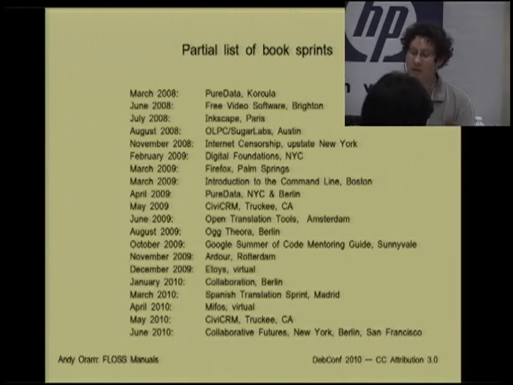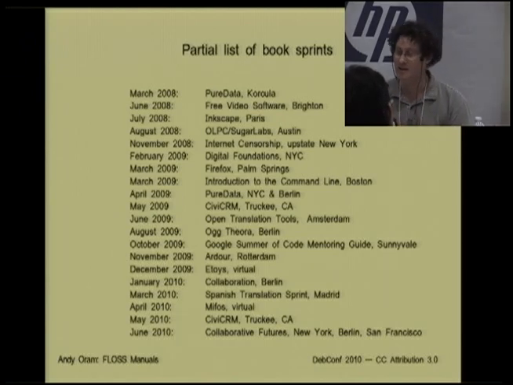And I tend to notice that the things produced by these sprints are anywhere from 75 pages to 150. I worked on one, the Civi CRM manual, that was like 150 the first time around, and then the second edition, we got up to over 300. So it is possible to do it incrementally and make it better and better.